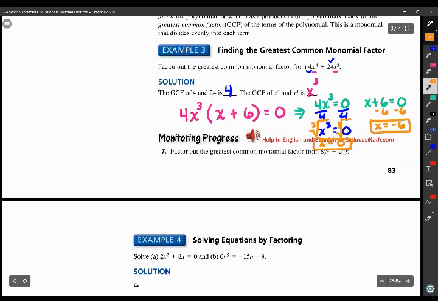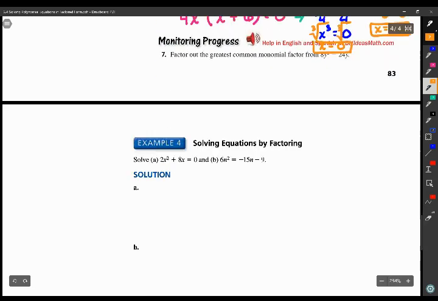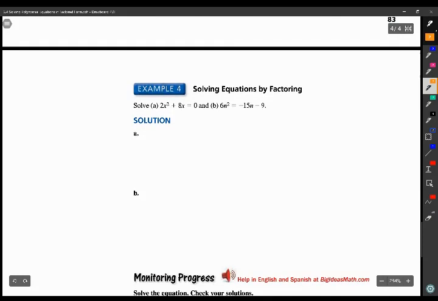Sorry about that. And then again, as we solve equations by factoring, it's the same. Like up above, I just jumped a little bit ahead. So as we look, we'll just stop for just a sec.